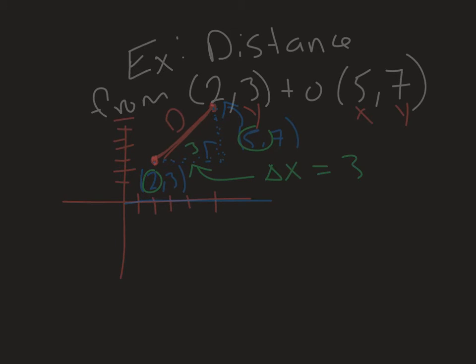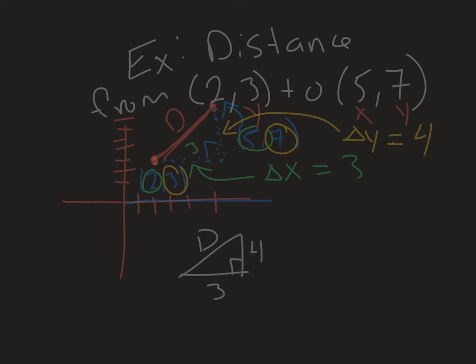And then likewise, if we're looking at the vertical, this distance right here, we're looking at, okay, how far is the change from 3 to 7? Well, we could take 7 minus 3, and that would be a distance of 4. So let me recreate this triangle over here. What we have, even if it may not look it, is this right triangle right here.